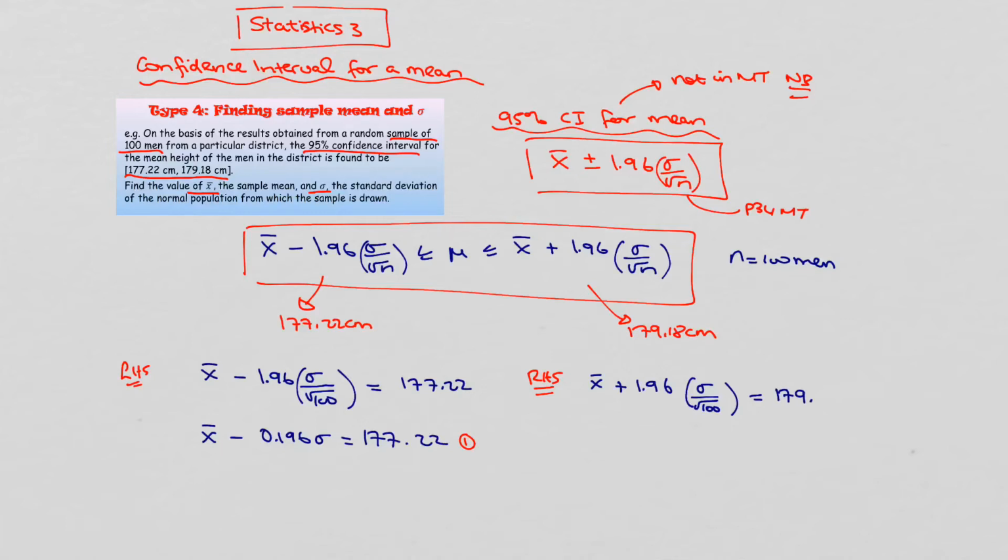So we have 179.18 is going to be the right-hand side. And again, if I get the square root of 100, that's 10. Divide that into 1.96, gives us 0.196 sigma. That's 179.18. Okay, so let's line up our two equations and solve our simultaneous equations then.